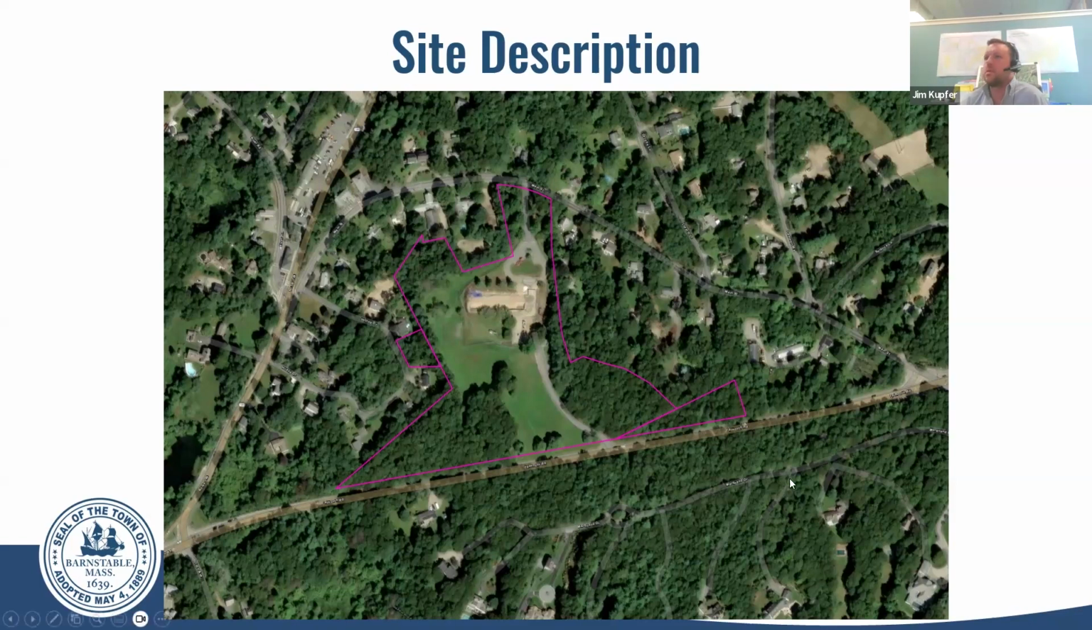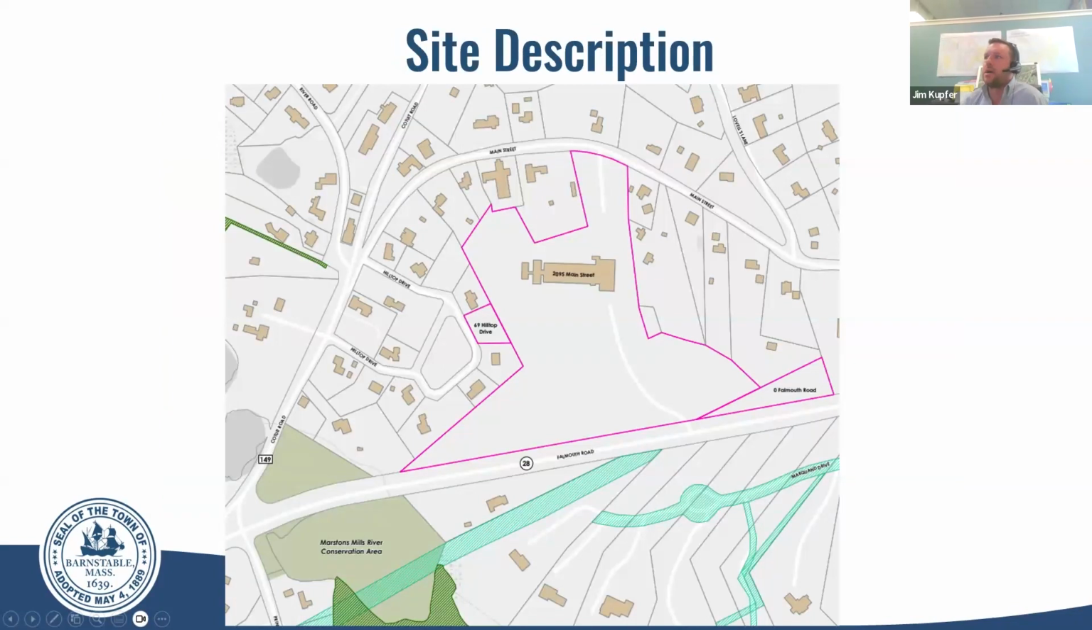Just another map showing the extent. Some people work better on parcel lines than aerial, so I wanted to include both. Obviously, conservation area down this way, steep slope over in this general area. So those will be certainly limiting factors where we'll probably need to stay far, far away from.